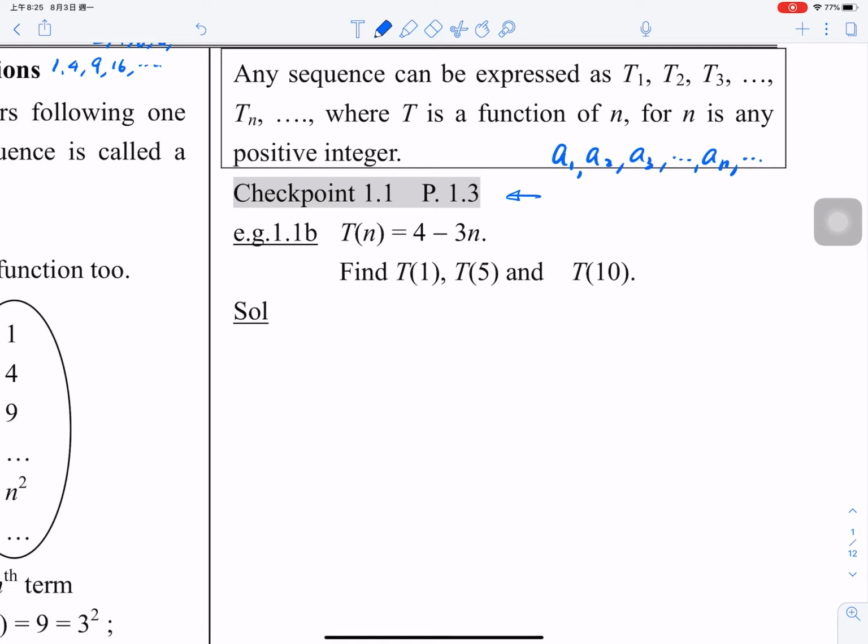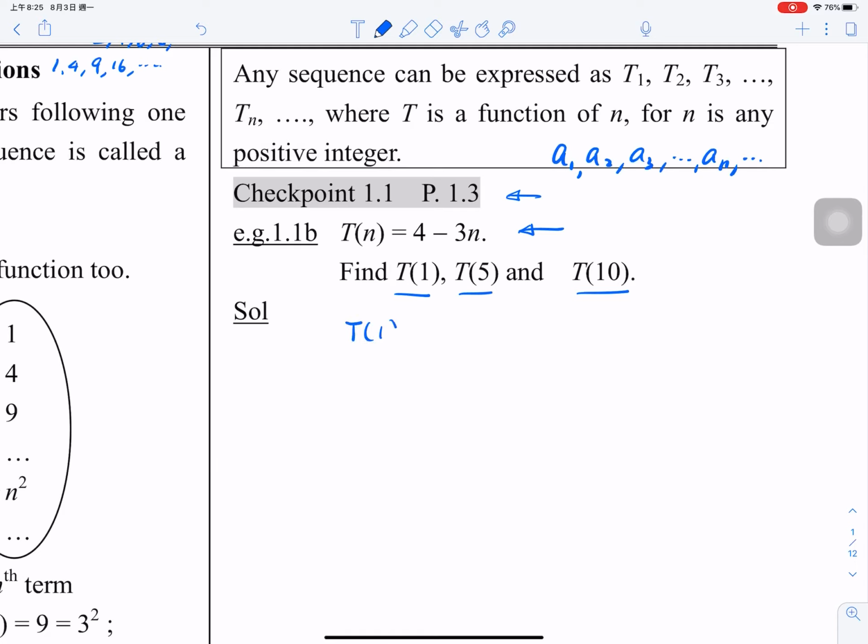You can have a look at chapter 1.1 on page 3 by yourself first. And now let's see example 1.1b. Here Tn is a function of n. Ask you to find T1, T5, and T10. That means the first term, the fifth term, and the 10th term.